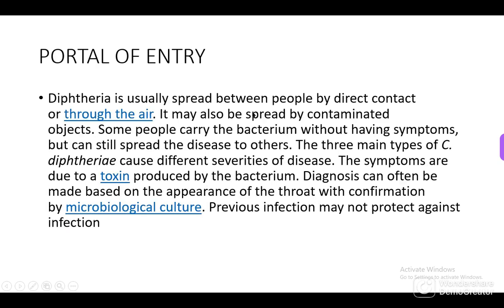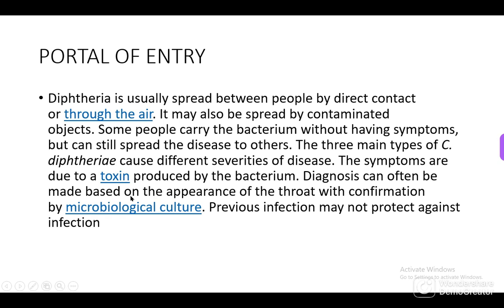The portal of entry: it is usually spread between people by direct contact or through the air, by droplet infection. It may also be spread by contaminated objects, or wounds, such as motorcycle accidents or rickshaw accidents, usually in Karachi. That is the portal of entry. Some people carry the bacterium without having symptoms, but can still spread the disease to others. The three main types of Corynebacterium diphtheriae cause different severities of the disease. The symptoms are due to the toxin, the exotoxin produced by the bacterium.